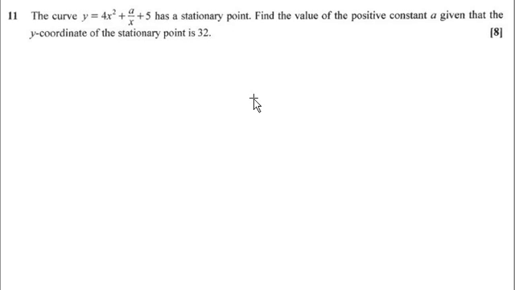Okay, question 11 is talking about stationary points. So it says this curve, I'm not going to attempt to draw that curve, has a stationary point. Find the value of the positive constant a, so a is positive, given that the value of the y-coordinate at the stationary point is 32. So we're going to need to differentiate first.